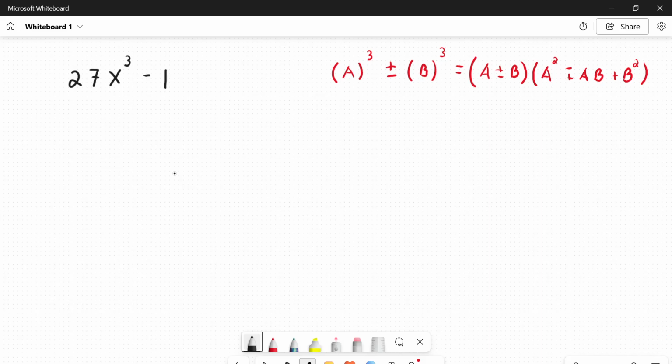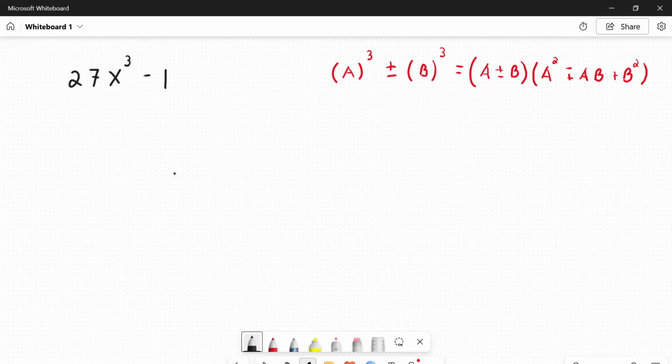This is checkpoint 1.3, problem number 6. The instructions are the same as problems number 4 and 5. It says factor the following expressions completely, but it doesn't say what factoring technique to use. That's up to you to look at the problem and to recognize what the correct factoring technique is.